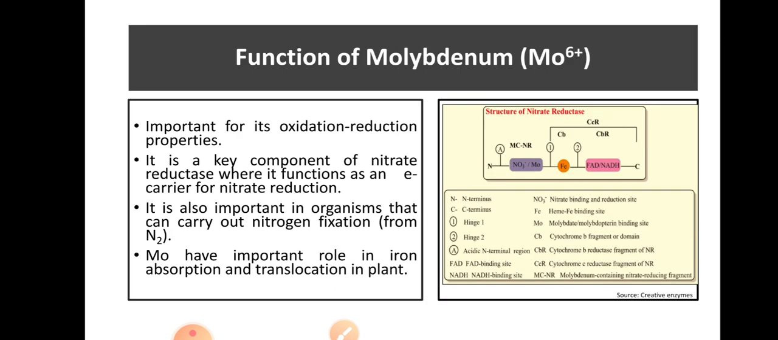Next is molybdenum. The functions of molybdenum. Molybdenum also important for its oxidation and reduction properties. It is a key component of nitrate reductase where it functions as an electron carrier for nitrate reductase. In this picture, the structure of nitrate reductase is shown. Molybdenum is very important in organism that can carry out nitrogen fixation. Molybdenum have important role in iron absorption and translocation in plant.